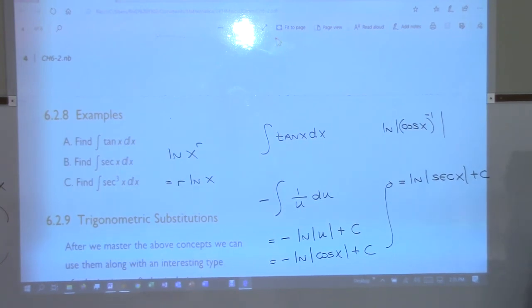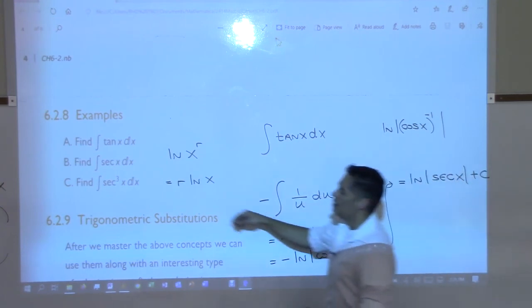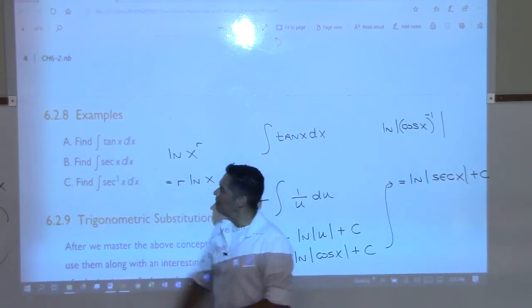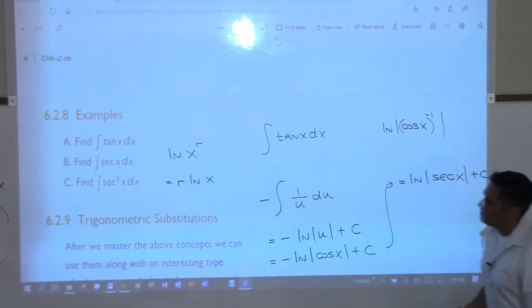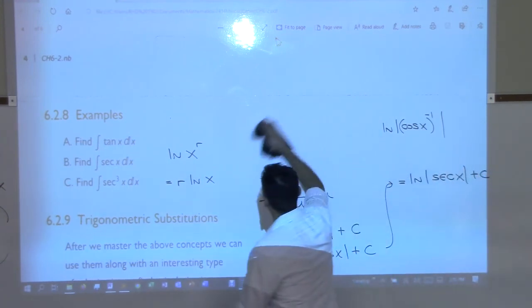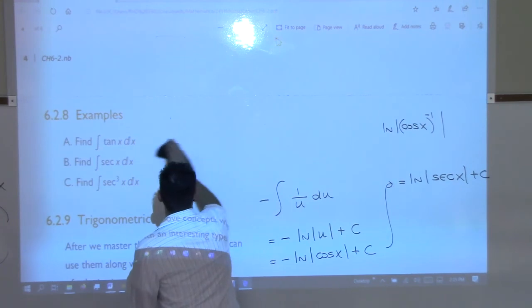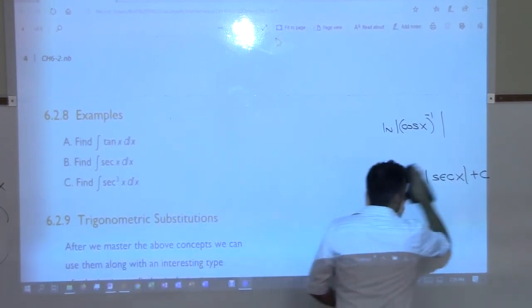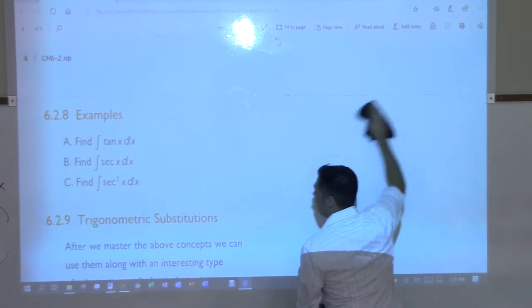Okay, so you could actually do this same method for cotangent. You could do the same thing. How about this next one? This next one is really nice. This will be the last one of the day. Okay, so last one is this one.